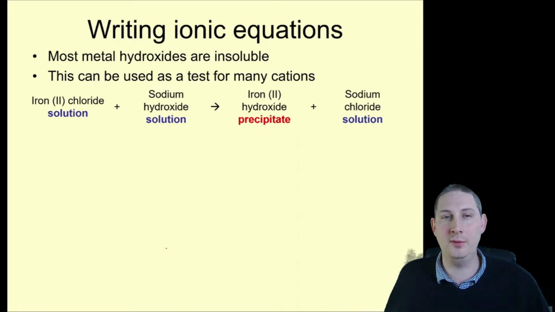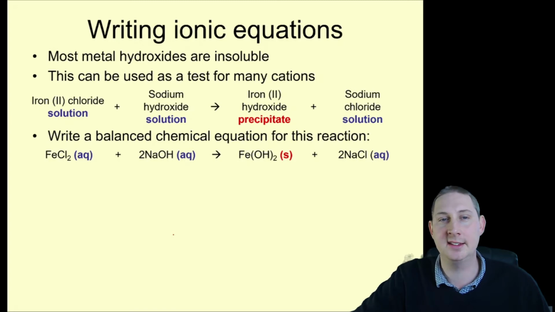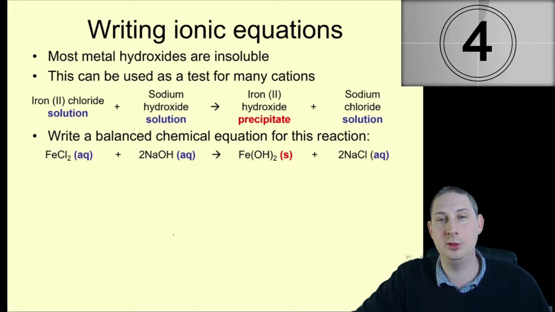If you're not so confident, the balanced chemical equation is this: FeCl2 aqueous plus 2NaOH aqueous goes to Fe(OH)2 solid plus 2NaCl aqueous. Now all of you should pause the video and see if you can write the ionic equation.